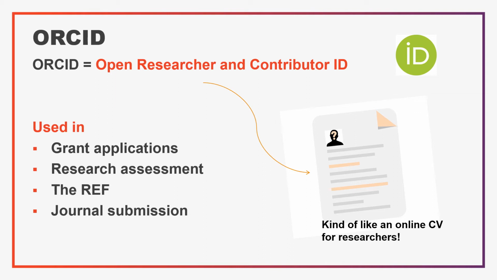It's very helpful for your development as a researcher and for future employability. ORCID is used in a lot of different places, including grant applications, research assessment, the REF, and journal submissions. Once you have set up an ORCID, that's it. Please don't set up more than one. You should have one unique ORCID, which will be a 16-digit number.